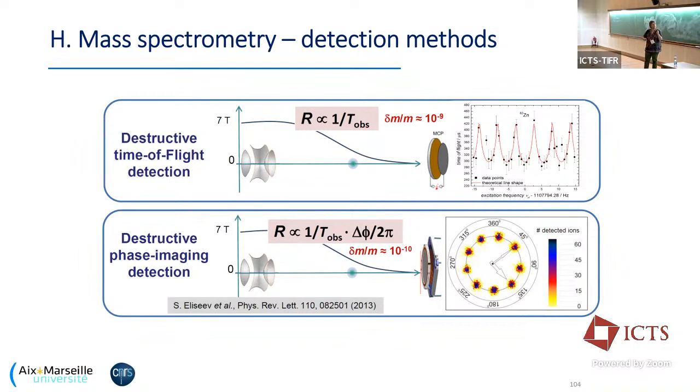So using time of flight spectroscopy is a way to also have a first approach of mass measurements in these traps. And you see, the resolution can be quite nice. It can go down to 10 to the minus 9, because what you measure is the arrival time on a detector.